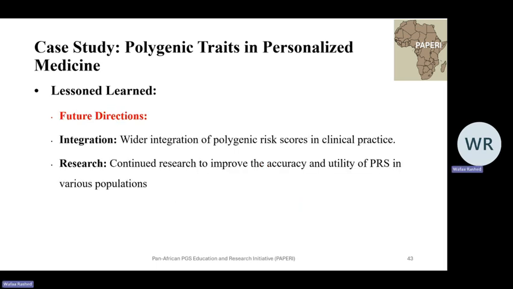For the future direction of polygenic risk score, there is wider integration of polygenic risk scores in clinical practice. And the research is still ongoing to improve the accuracy and utility of polygenic risk scores in various populations.